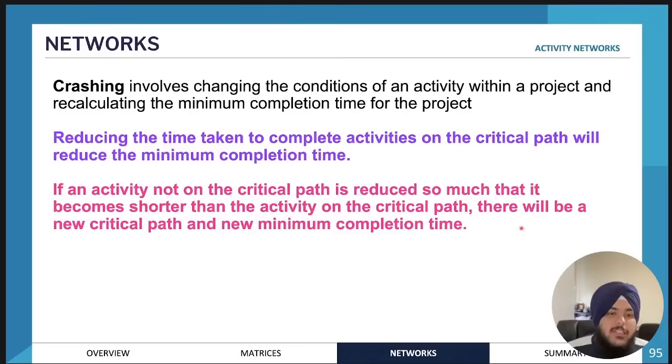So crashing is just involving the chain. Sometimes we might need to change the conditions of the activity in order to reduce the completion time. This might include reducing the individual times it might take to complete activities on the critical path, or sometimes it might be changing the activity times of different activities, and therefore that's changing the entire critical path. So there's a lot of trial and error, and this is best done by doing a lot of practice questions.